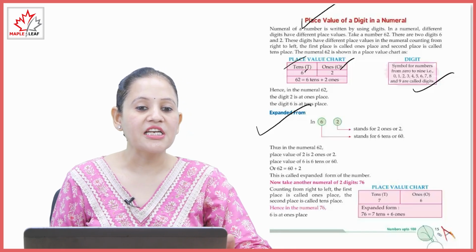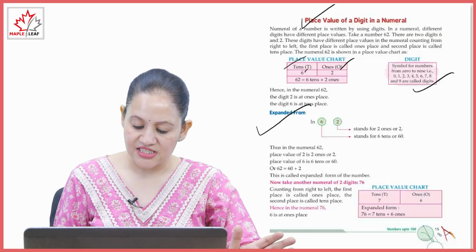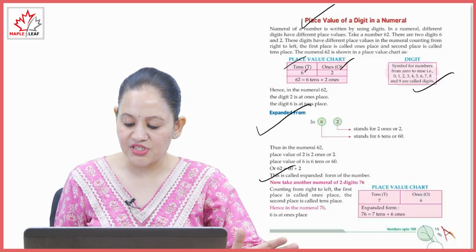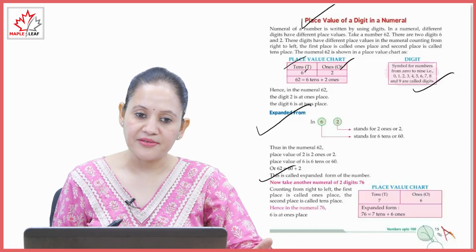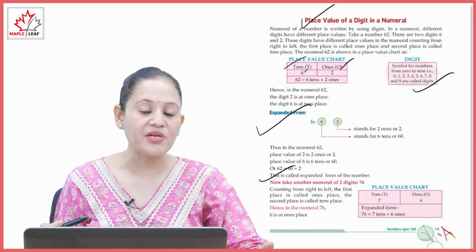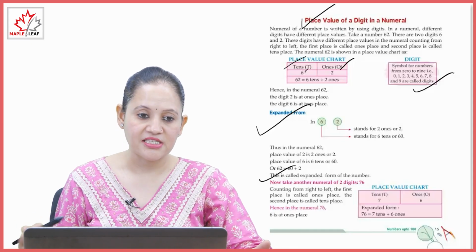Next, now take another 2-digit numeral, 76. If we look at 76, 6 is at ones place and 7 is at tens place. So again, what will the expanded form be? 7 tens plus 6 ones, or we can write 70 plus 6. Clear?